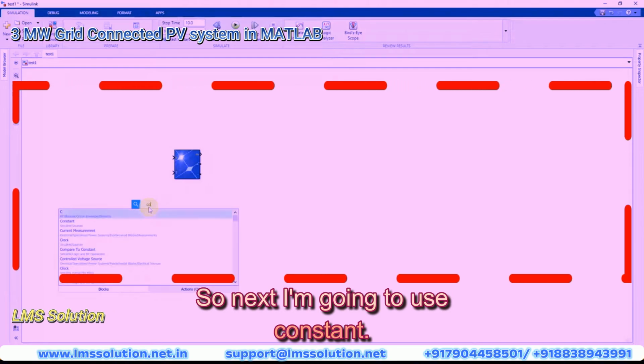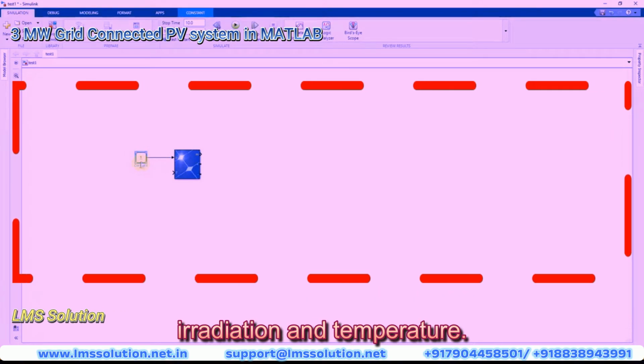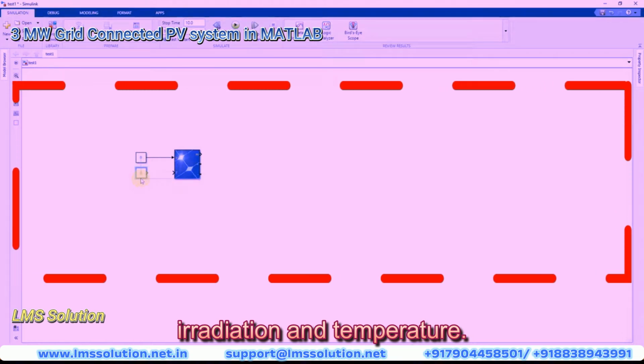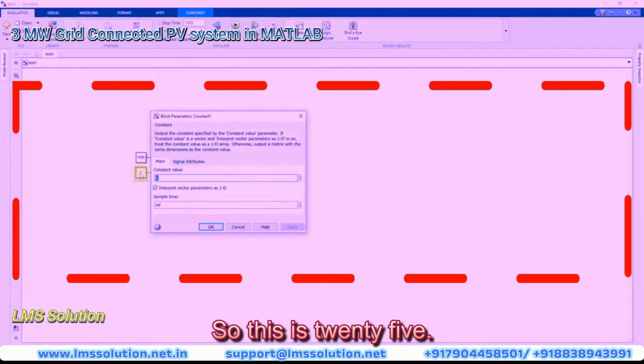The next block I'm going to use is a constant. The constant is used for providing input for the irradiation and the temperature. This is 1000. This is 25.